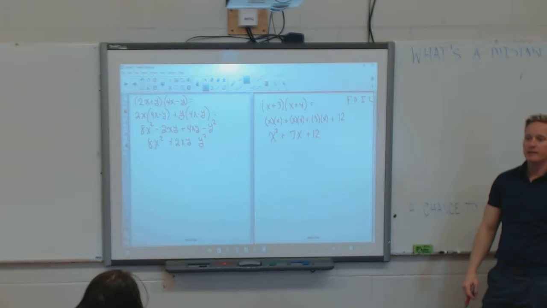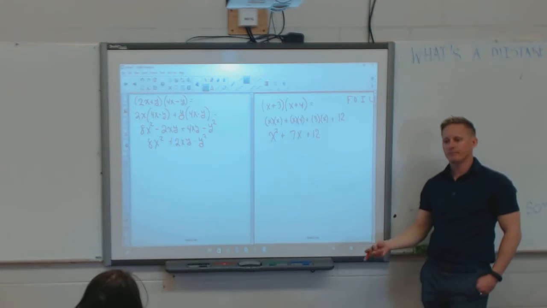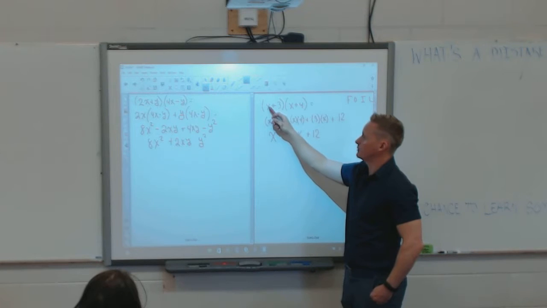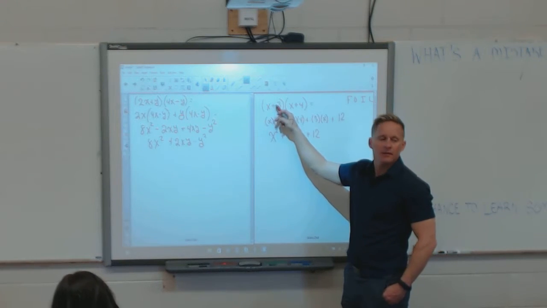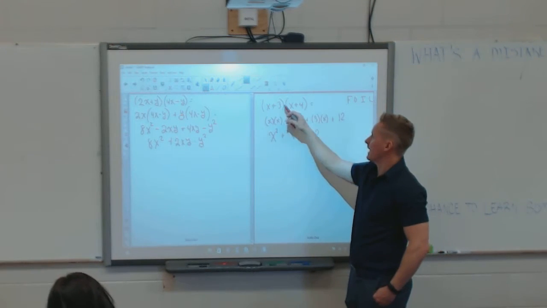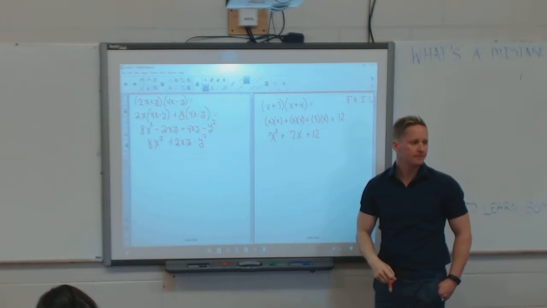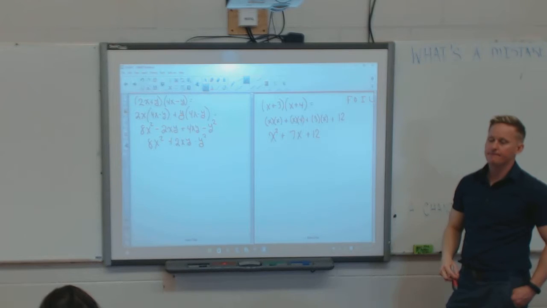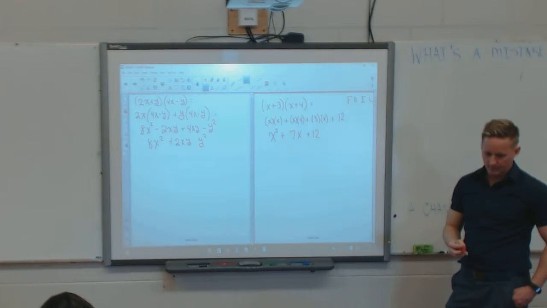That works excellent if we're working with binomials. It's the easiest, slickest way to do a binomial times a binomial. And again, a binomial means I have two terms separated by one sign. In this case, it's an add. In this case, it's an add as well. Everybody's okay so far? So FOIL only works if you're multiplying two binomials. That's exactly right.